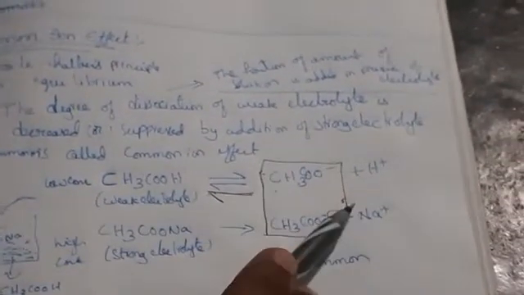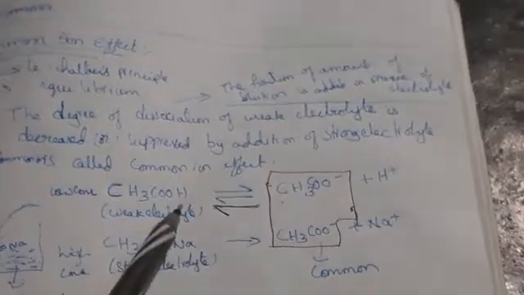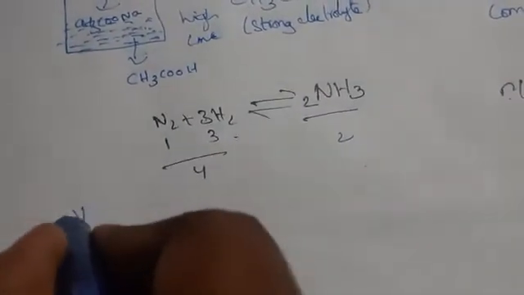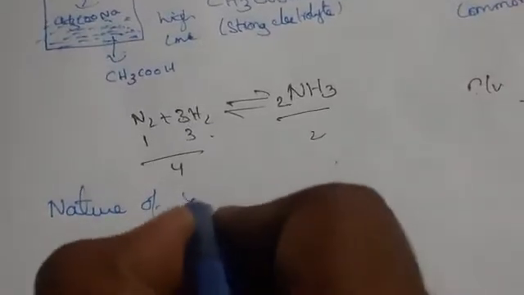When you remove H plus ions, the equilibrium automatically shifts towards the left side, which is a backward reaction. This is about the common ion effect. Now it has some applications. It depends upon the nature of solute.